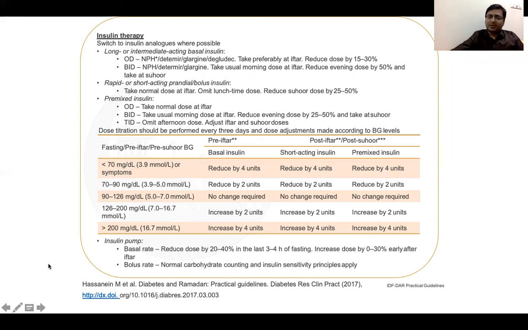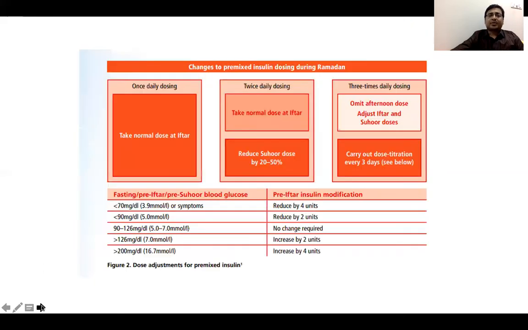can reduce the dose. In pre-iftar, for the basal insulin, if you have symptoms of hypoglycemia, then it is better not to take it. If you are not having your blood glucose in the normal range, you are taking the same dose, continue. If it is decreased, then reduce by 4 units to 2 units, depending upon your blood glucose level. You have to carry the chart and consult with your physician so that the dose modification can be done properly. Changes to premixed insulin during Ramadan are very important.